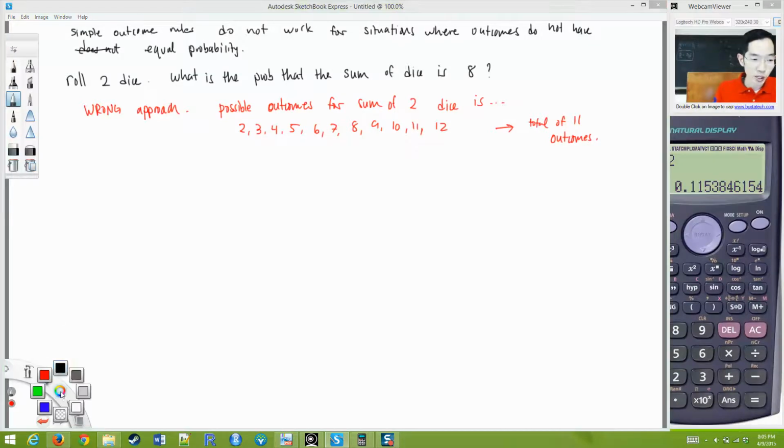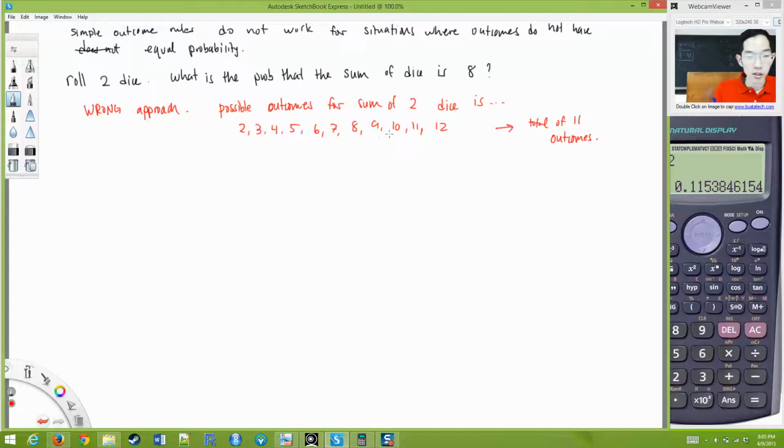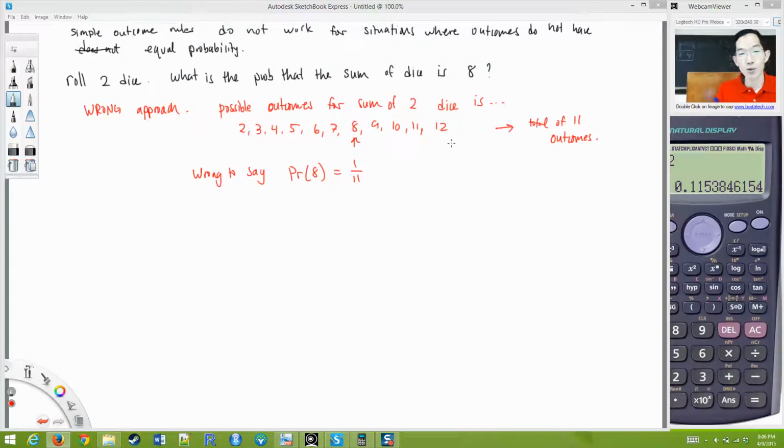It is incorrect to then say sum of 8. Well, 8 is one of these, so it would be wrong to say the probability of getting an 8 is 1 out of 11. 1 out of 11 works if you had 2 through 12 written on slips of paper in a hat and you were just drawing one of those out. Sure, then in that case 1 out of 11 is correct. The thing going on here is that each of these do not appear with equal probability, right?